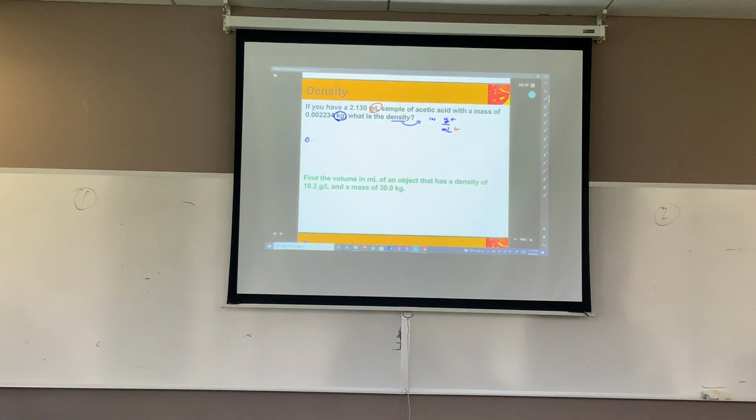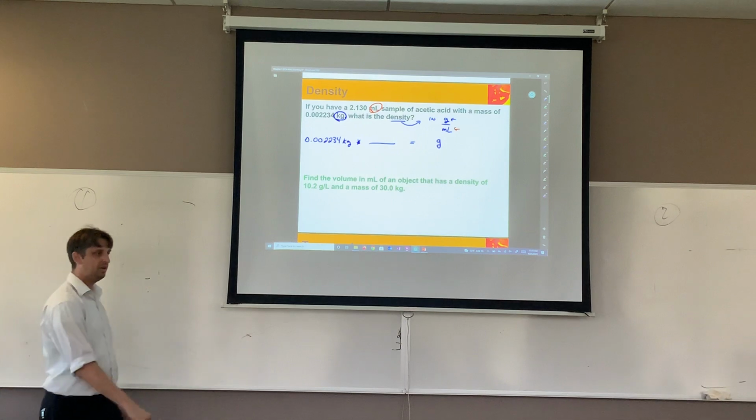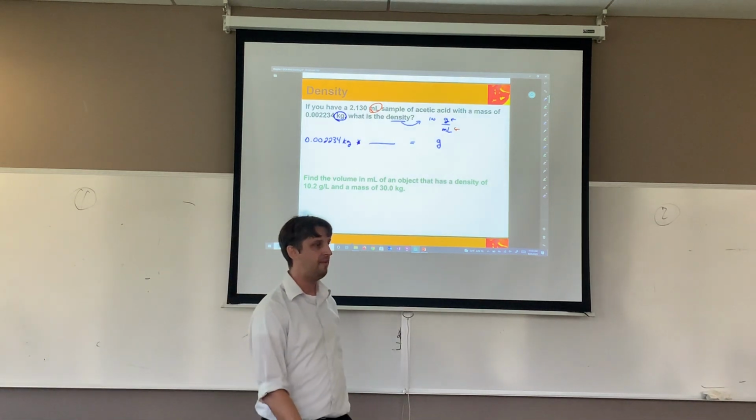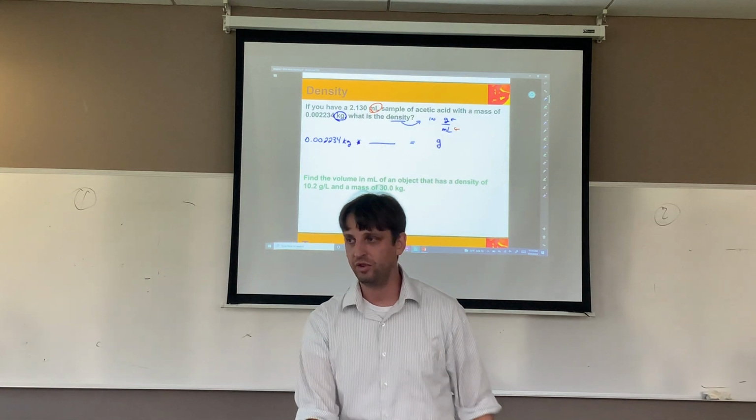I have 0.002234 kilograms of something. Okay? And I need to convert that into grams of something. Here's how I work. Okay? I am now doing unit conversions.